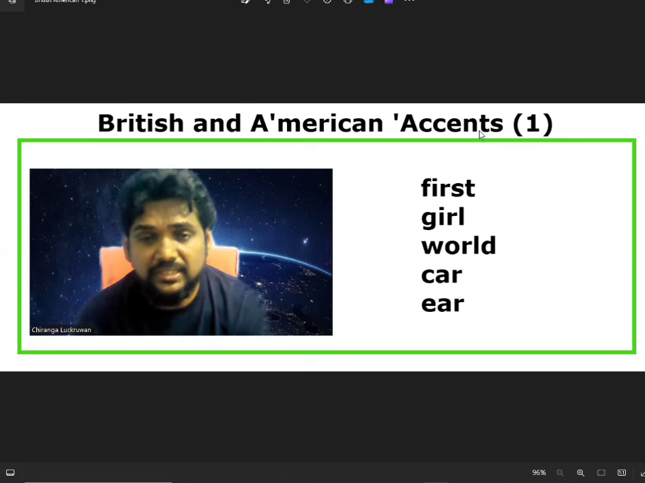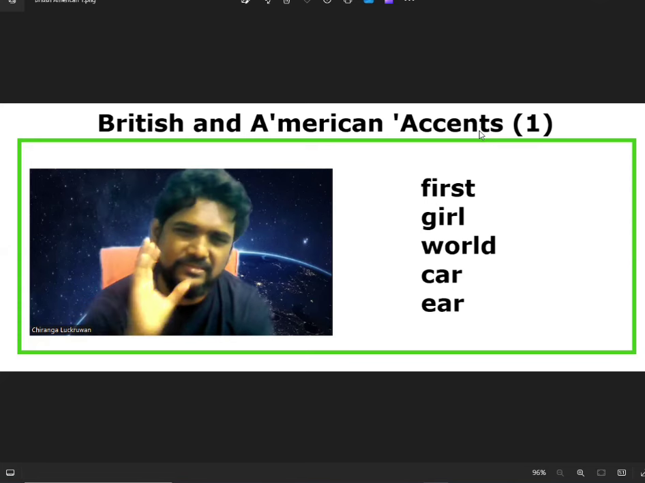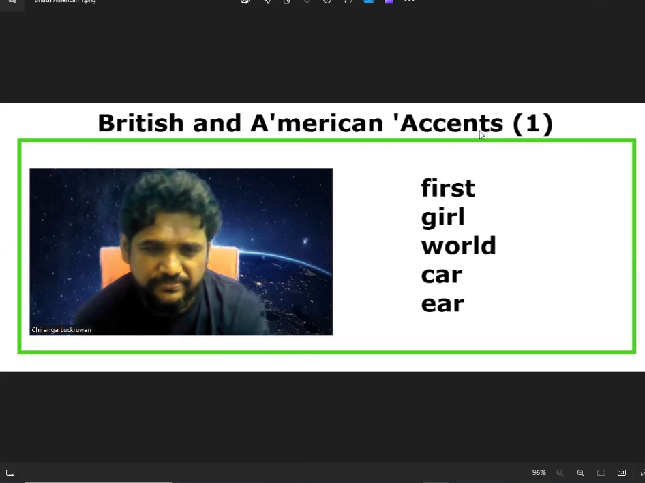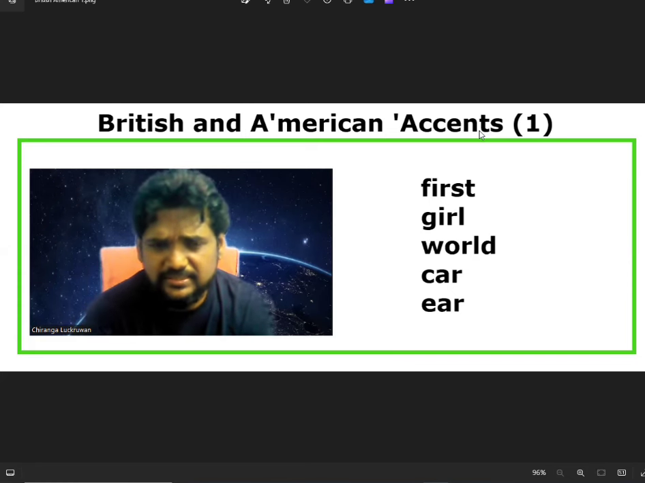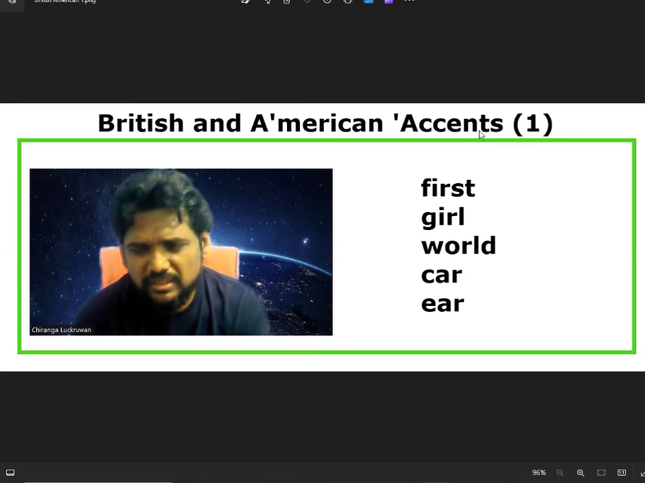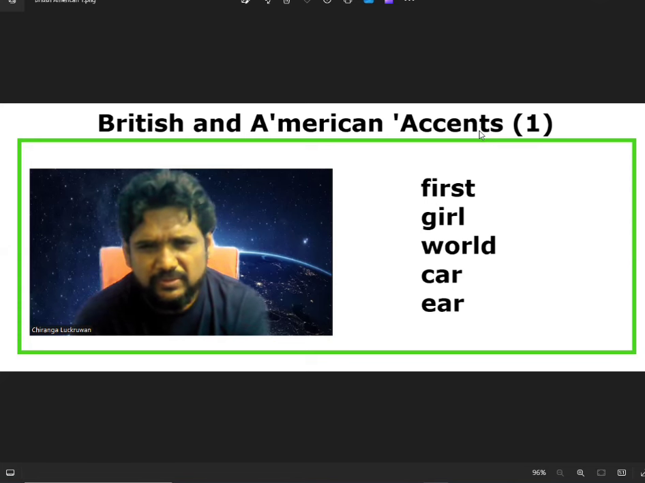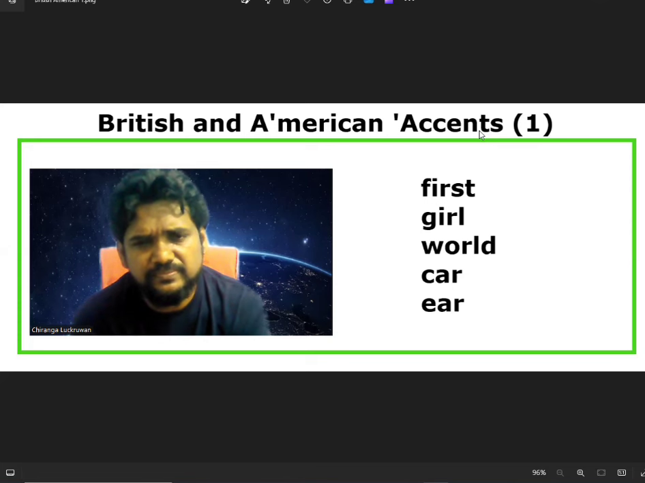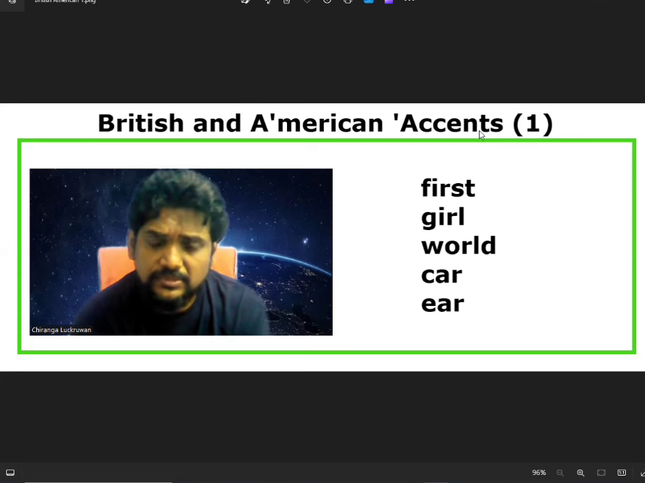Now, not actually both. When you go through those two main categories, you have access to other accents as well. Okay? So just have a look at this. First, girl, world, car, ear. But British people say first, girl, world, car, ear. What's the difference? American people pronounce the R sound anywhere in the word. That's why it's called rhotic sounds, or rhotic English, or rhotic accent.